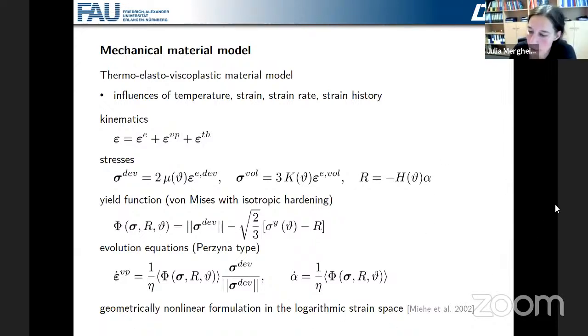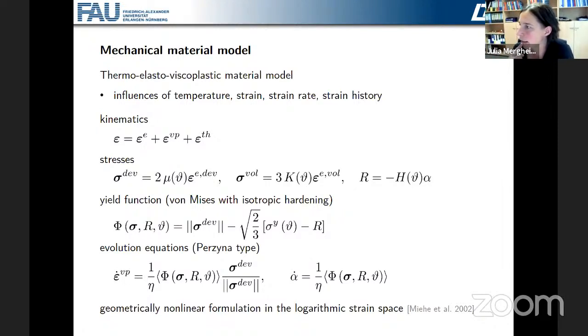So let's say, of course, I know that usually you have for finite strain plasticity the multiplicative decomposition of the deformation gradient. However, there is a model that was introduced here by Miehe and also others afterwards, where you use a logarithmic strain space. It means you use the Hencky strain, which is the logarithm of the right Cauchy-Green tensor, so of C, this F transpose F. Yeah, the logarithm of that.